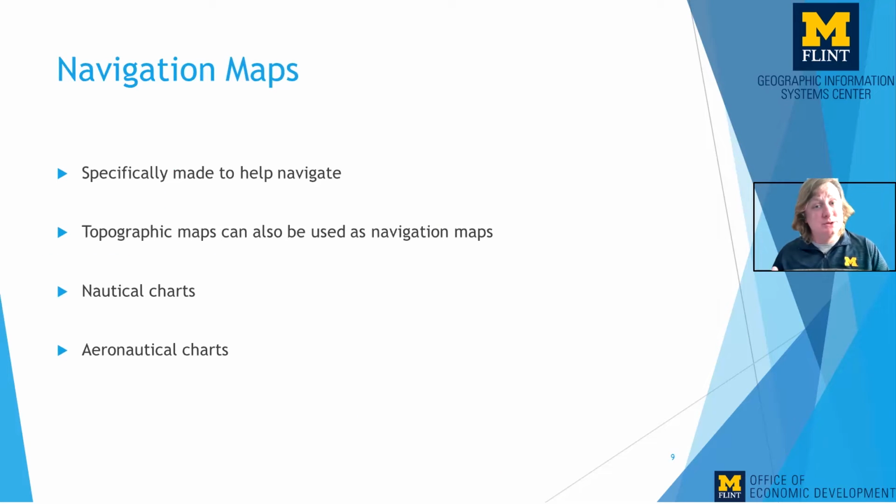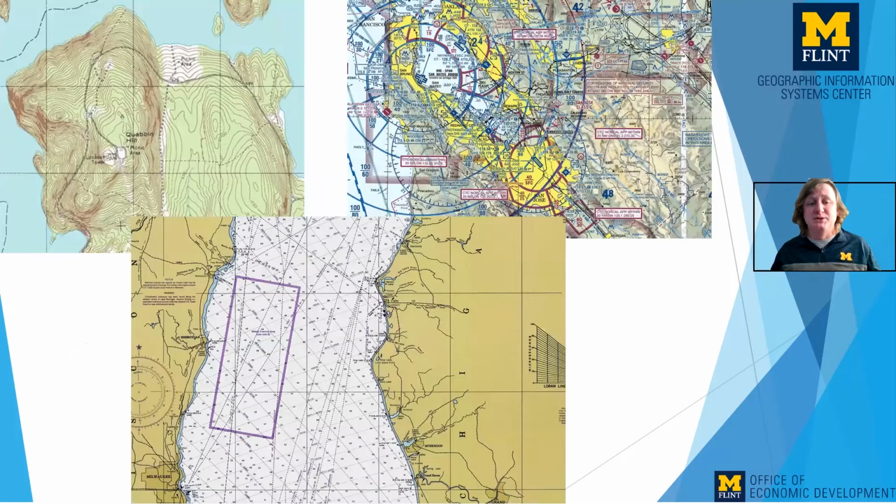Reference maps can be used as the next type, these navigation maps. So navigation maps are just maps specifically created to allow you to get from point A to point B. And so topographic maps, nautical charts, and aeronautical charts are all examples of these navigation maps.